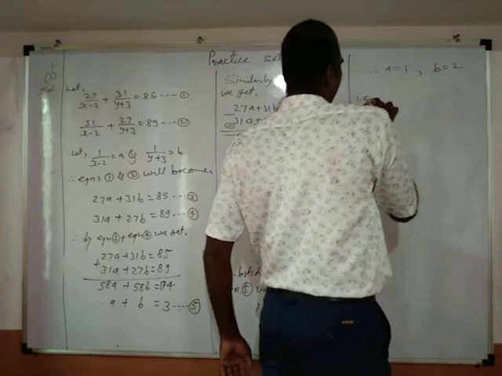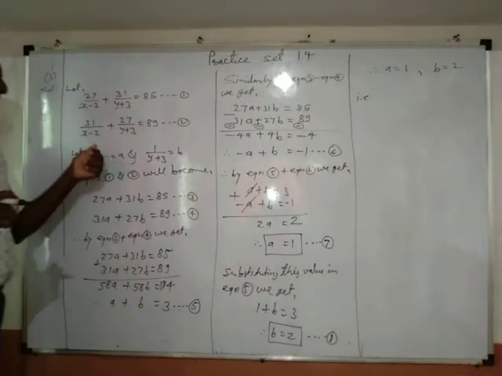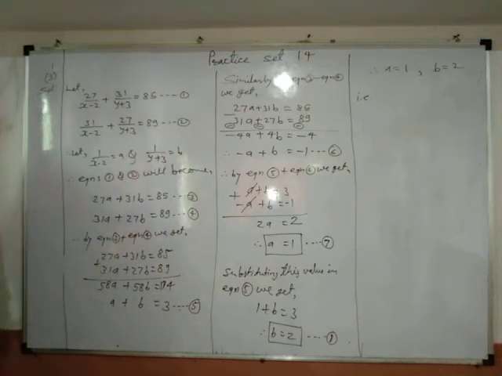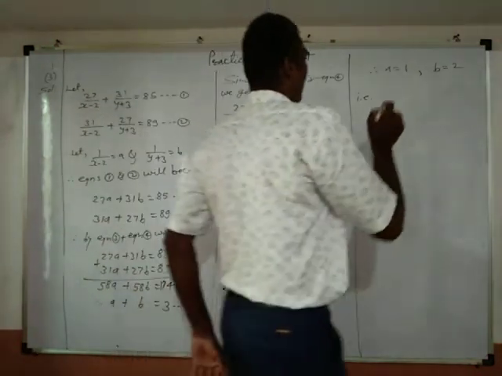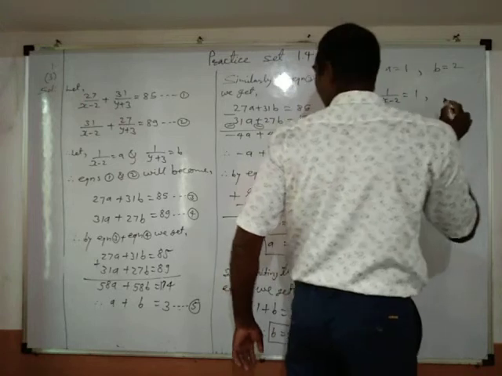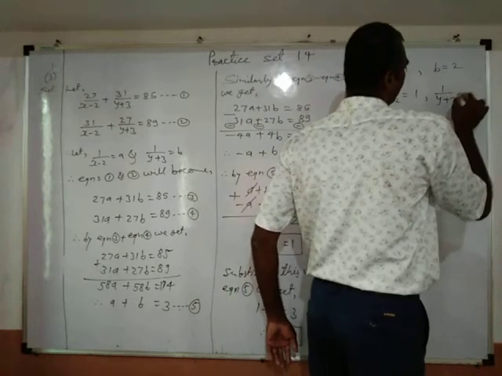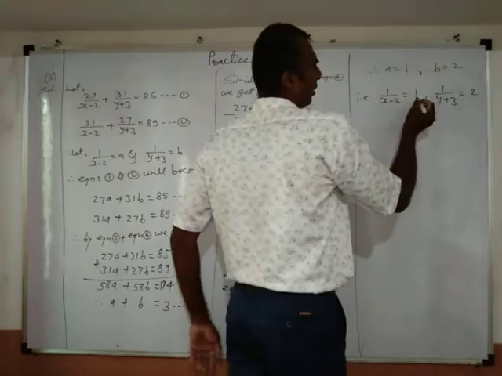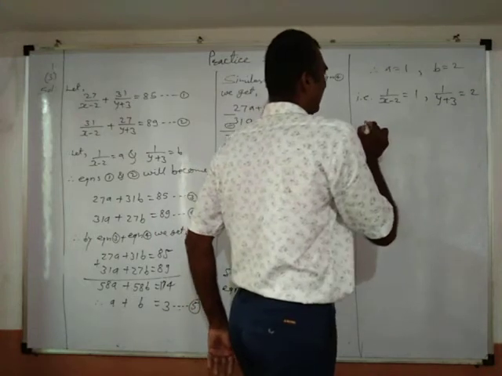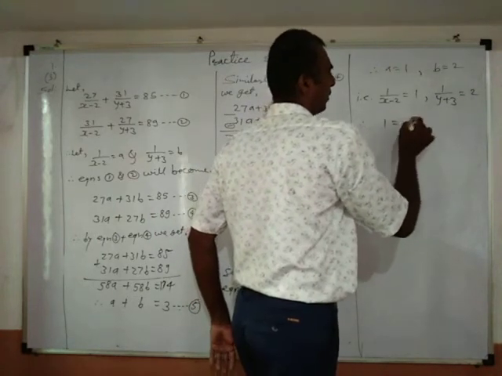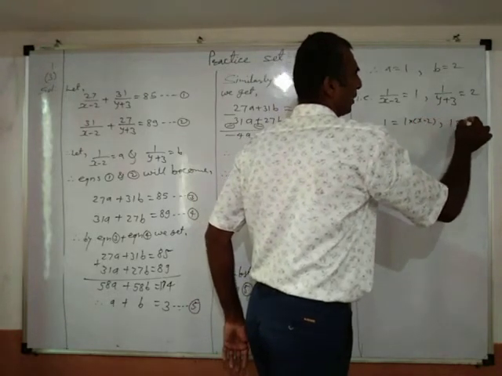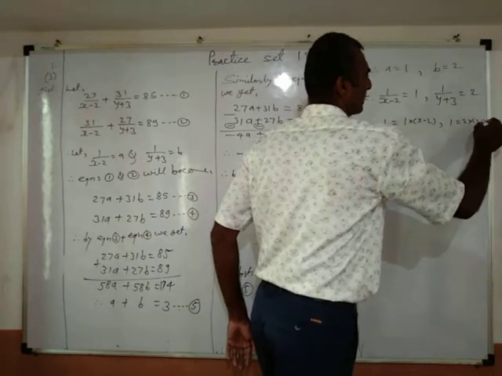That is, actually what is a? A is 1 upon x minus 2 and b is 1 upon y plus 3. That is 1 upon x minus 2 equal to 1 and 1 upon y plus 3 equal to 2. Okay, no denominator means denominator is 1. On cross multiplication it gives us 1 equal to 1 into x minus 2. Similarly, 1 equal to 2 into y plus 3.